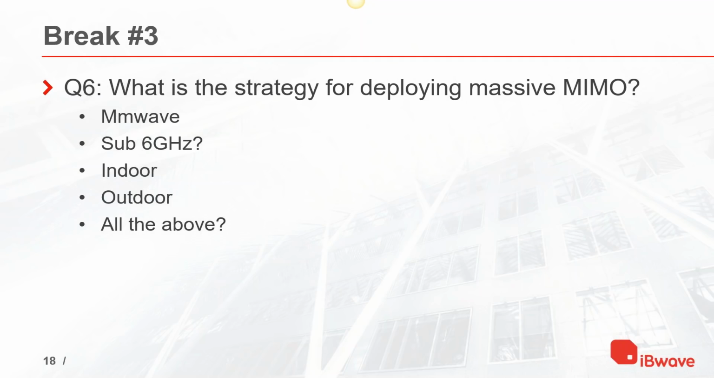And the third one is kind of mixed with the first one. It's the form factor, right? You can't really put it in a small, confined space, which is what you would expect to see indoors. So indoor massive MIMO, we are not sure about that. We have heard that 4x4 MIMO will initially be deployed indoors, but not massive MIMO. So yes to millimeter wave, yes to sub-6, but no to indoor, and yes to outdoor.